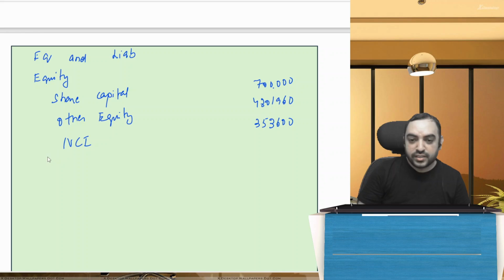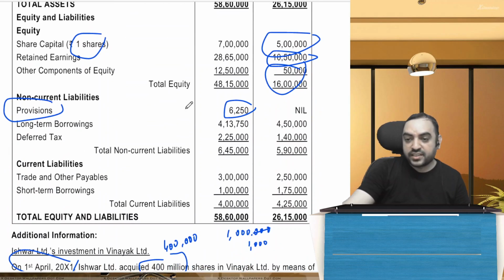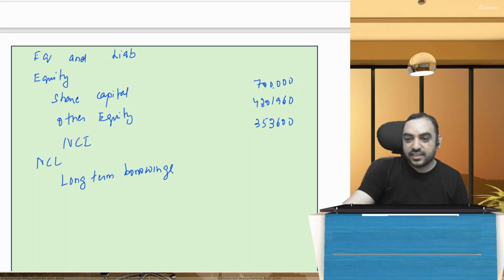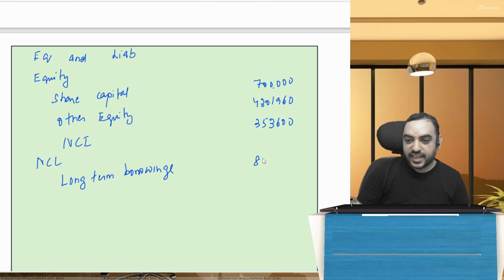Coming to non-current liabilities, we have some debentures. So let me say long-term borrowings. Which is long-term borrowings, 4 lakh 13 plus 4 lakh 50, 8 lakh 63,750.